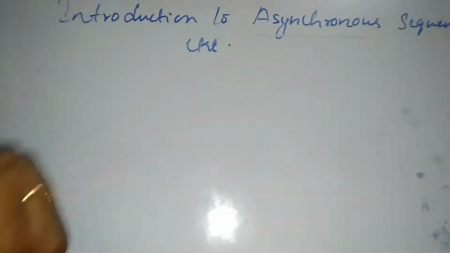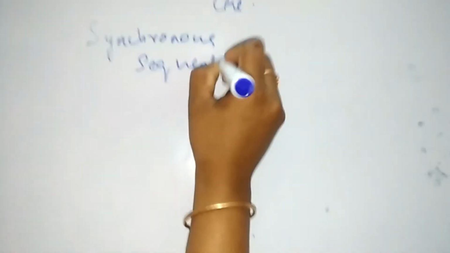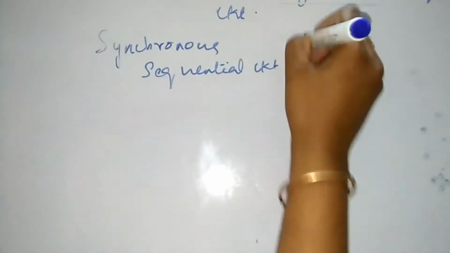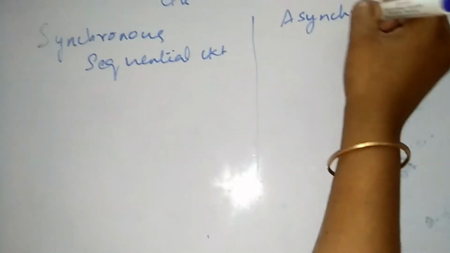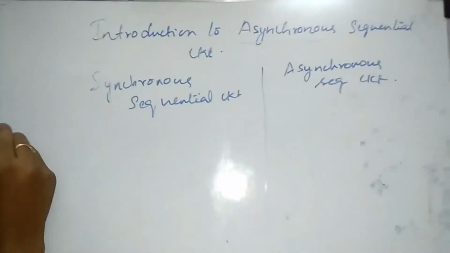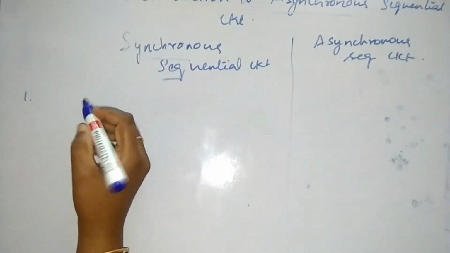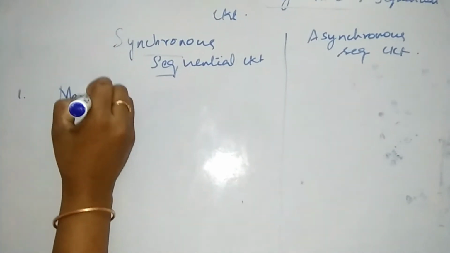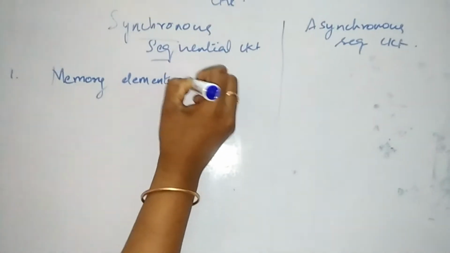To understand what exactly is the asynchronous sequential circuit, let us understand the difference between the synchronous sequential circuit and asynchronous sequential circuit. So the first difference is, in case of synchronous circuit, the memory elements are clocked flip-flops.